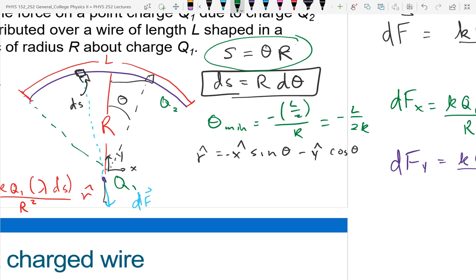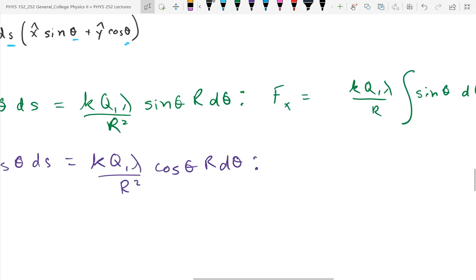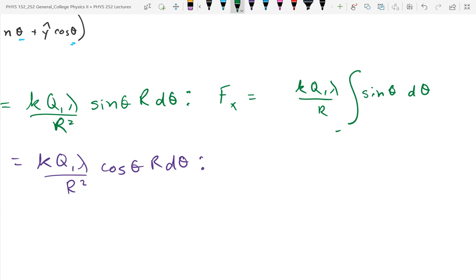And if I go to the other side, to the maximum angle where it's positive, what is the arc length on this side? It's positive L over 2. And so the angle is going to be positive L over 2 divided by R, or L over 2R. So my limits are from minus L over 2R to plus L over 2R.